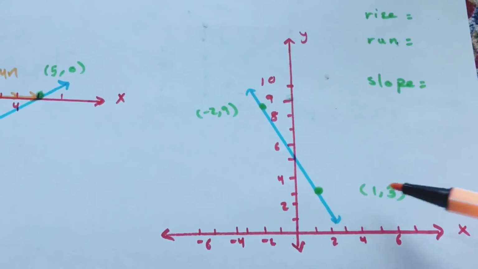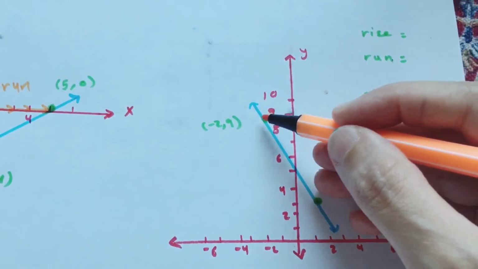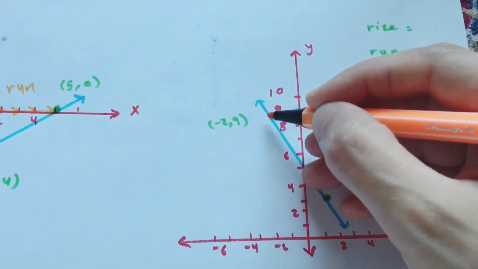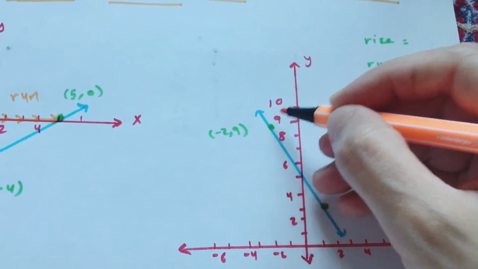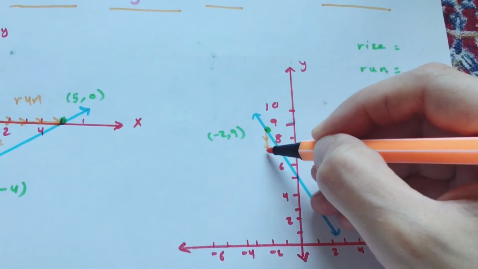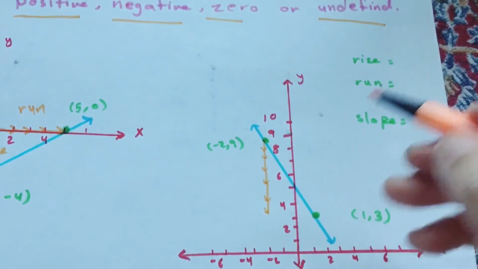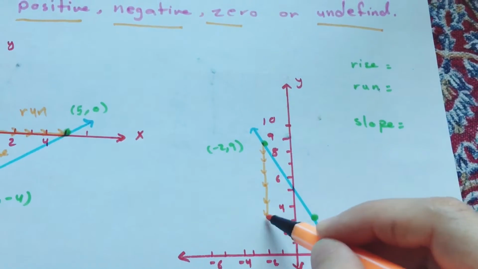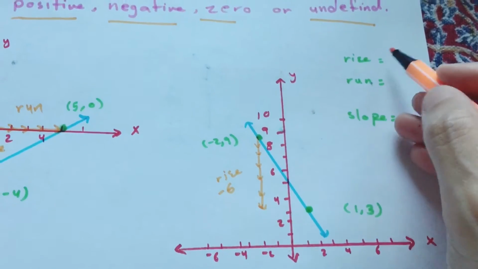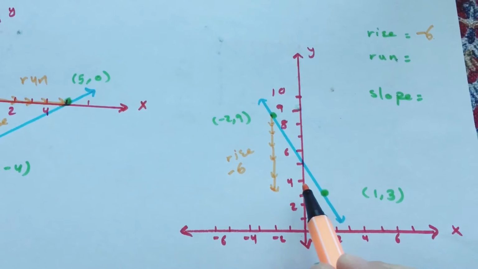Okay, here we have 1, 3, and the other point is negative 2 and 9. I'm going to go from this point to this point, or from this point to this point. You can do both ways. Let's do the other way, from up to down. Okay, 1. I'm going down now. 2, 3, 4, 5, 6. Okay, so 6 down, so the rise is negative 6. Why negative 6? Because I went down. Now the run. The run, I'm going to go to the right.